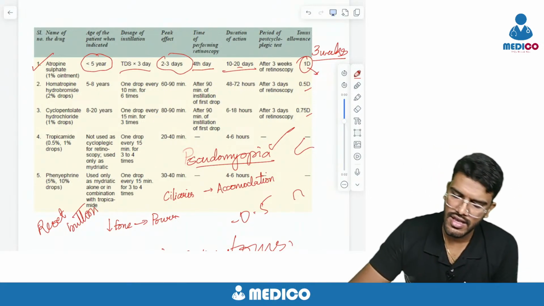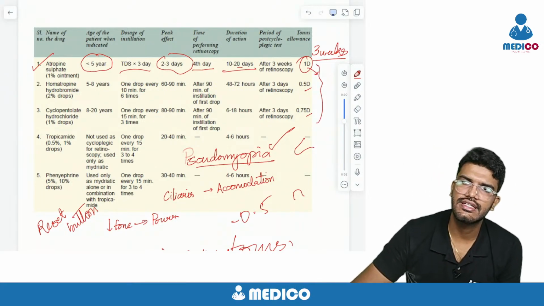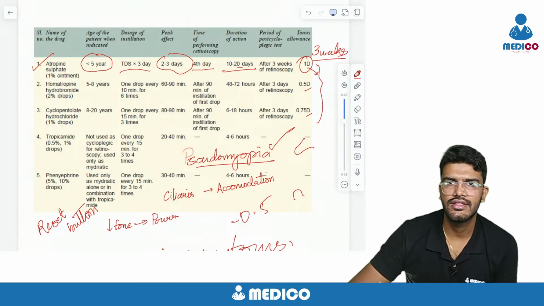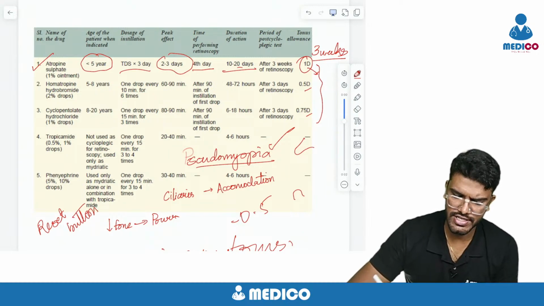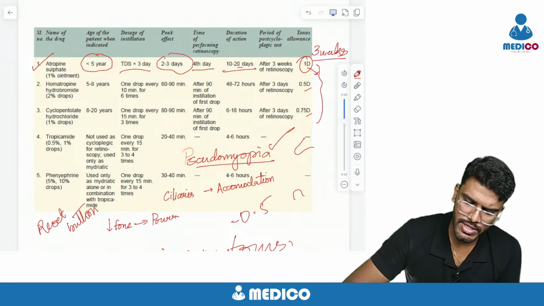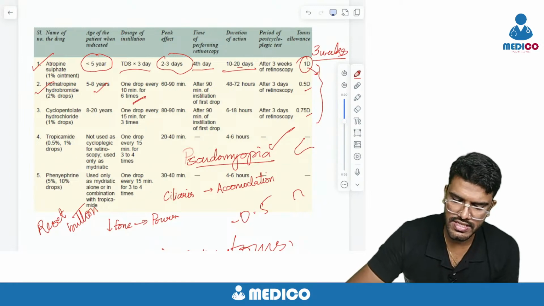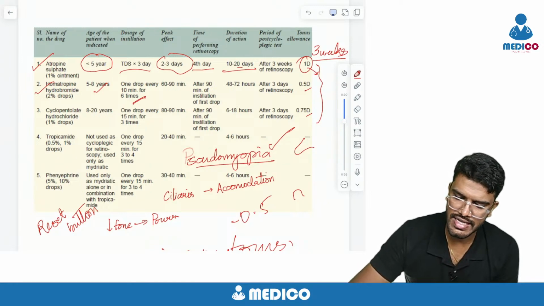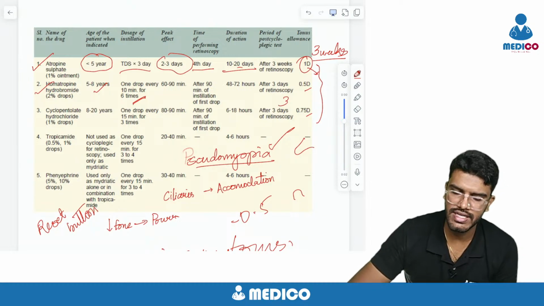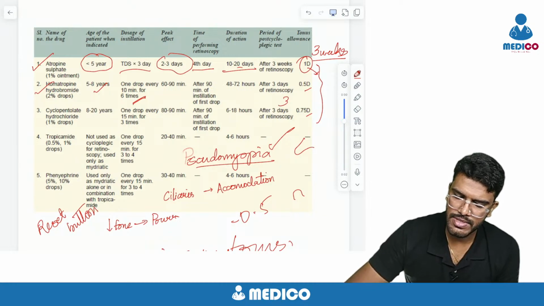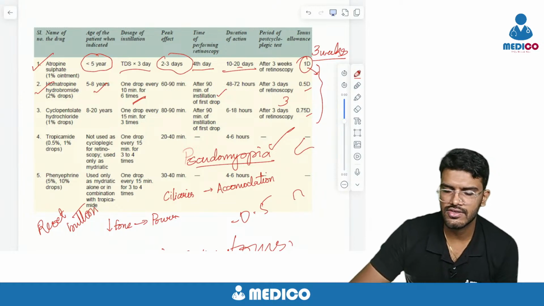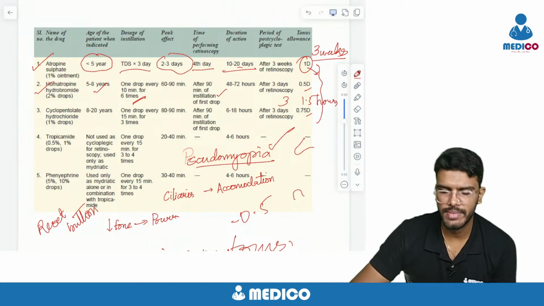So these are all predetermined values which you must take into consideration while calculating the exact power of the patient's refraction. Okay. So next drug is homatropine. Remember, homatropine is very commonly used in the children's age group, 5 to 8 years. So this is the duration or the frequency of dosage. So you almost do it for at least 3 times, if not 6 times, 1 drop every 10 minutes. And after 90 minutes of instillation, you should do one. That is why it takes about 1.5 hours when you want to do a proper cycloplegic refraction for patients, right?